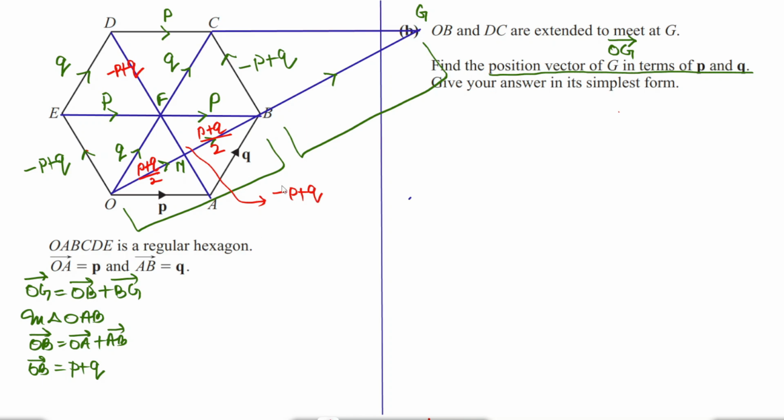If this whole AF is minus P plus Q, then since the diagonals bisect each other, this MF part could be taken as minus P plus Q by 2. I'll write it here. Why am I writing all these? Because we have found every bit and piece of this diagram.